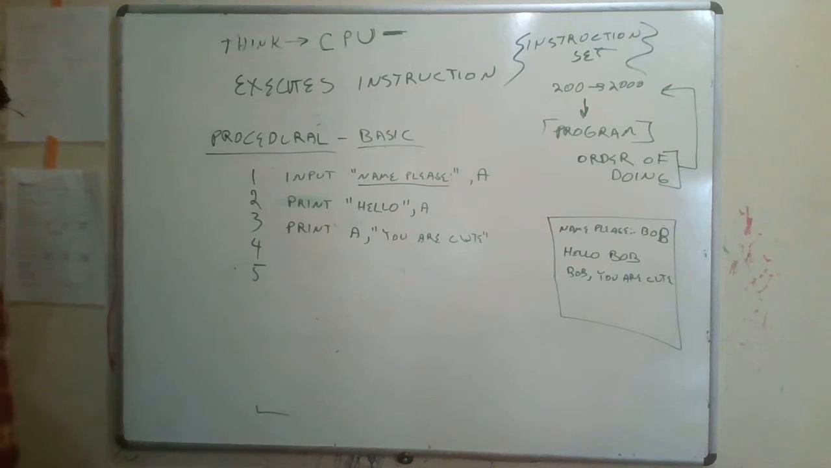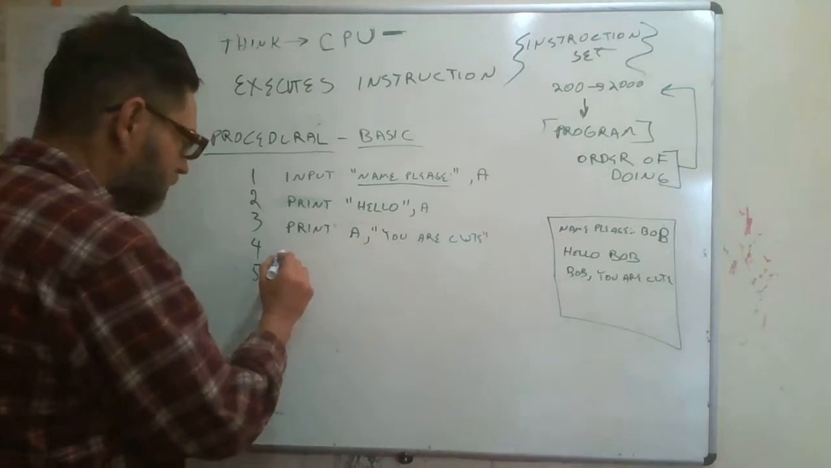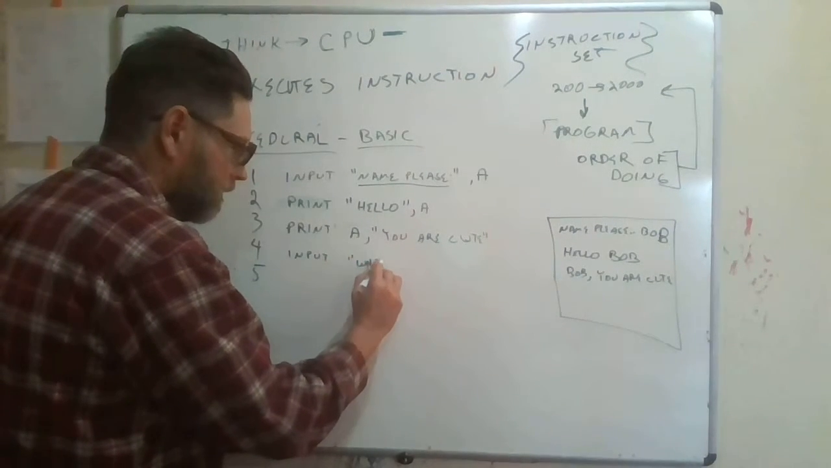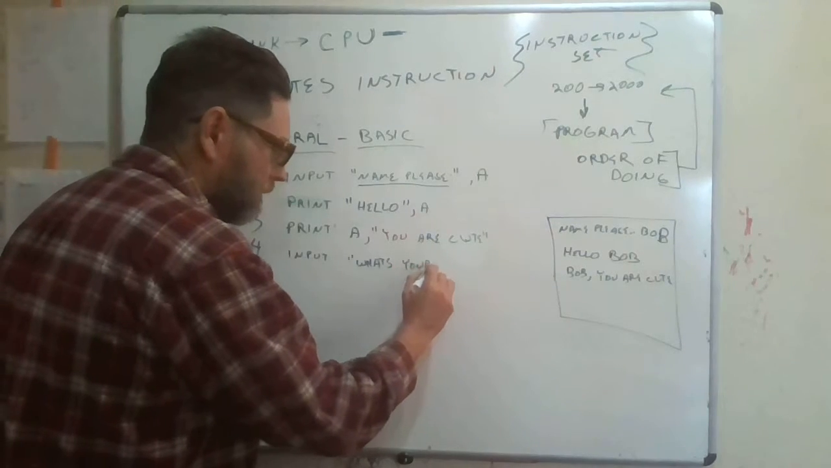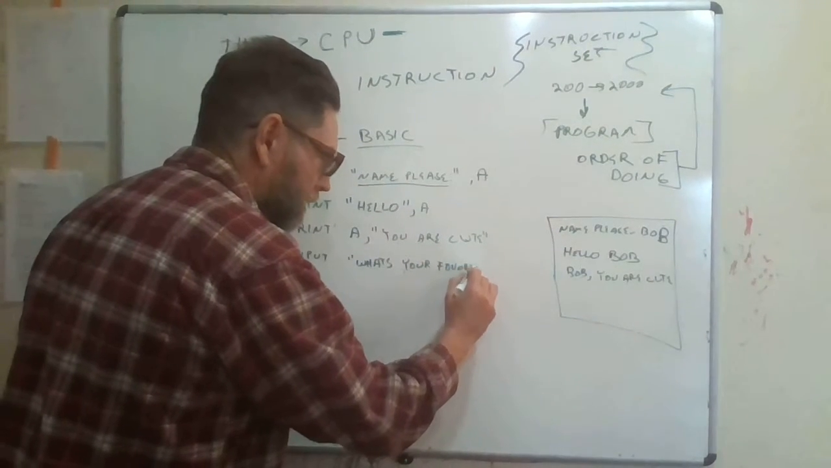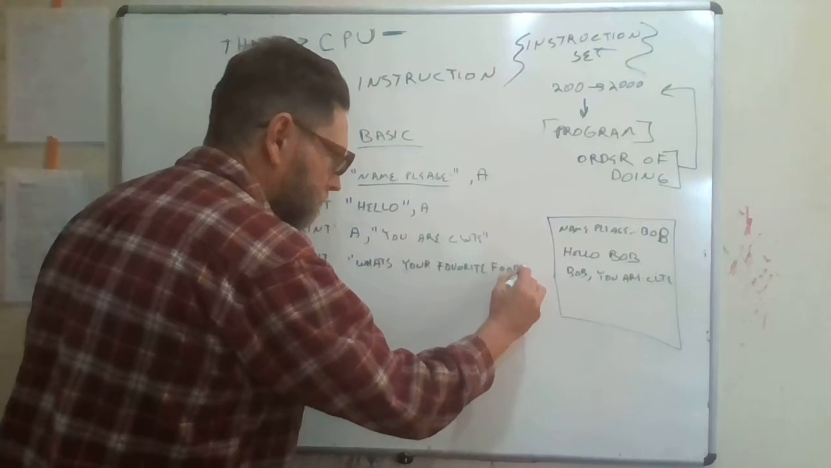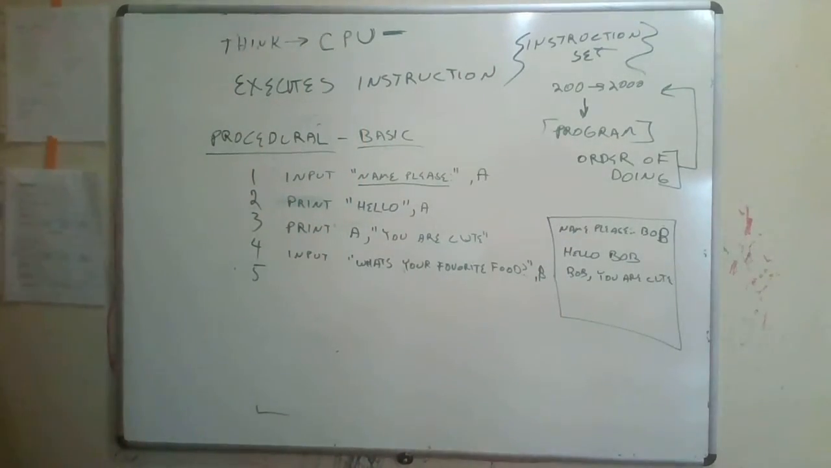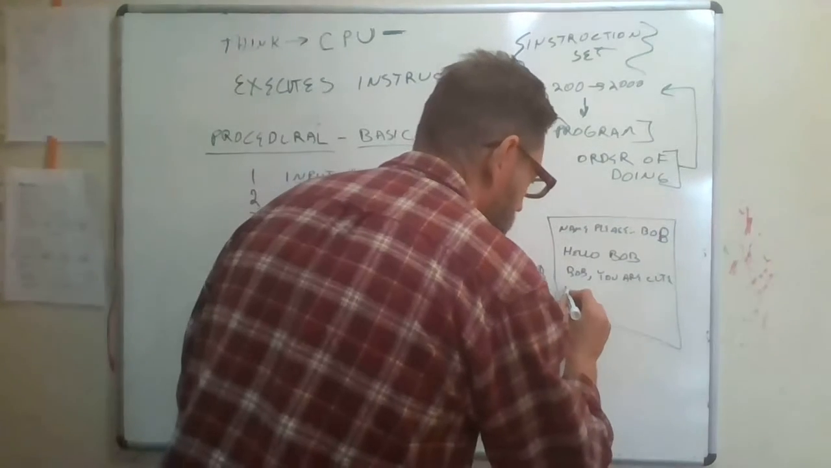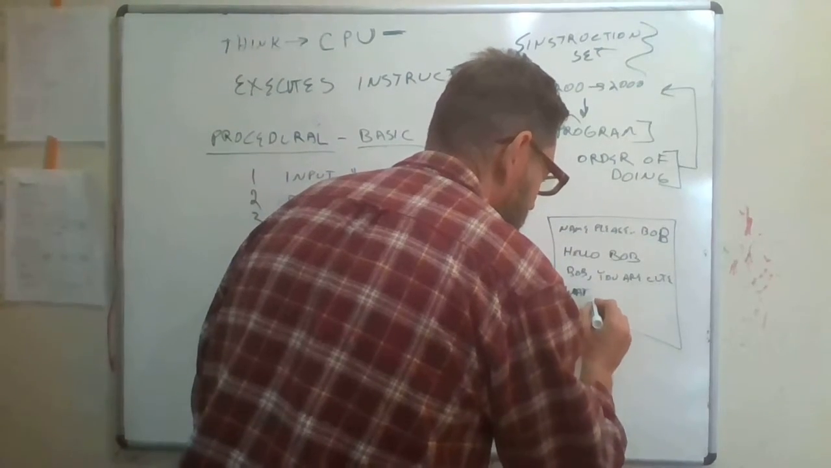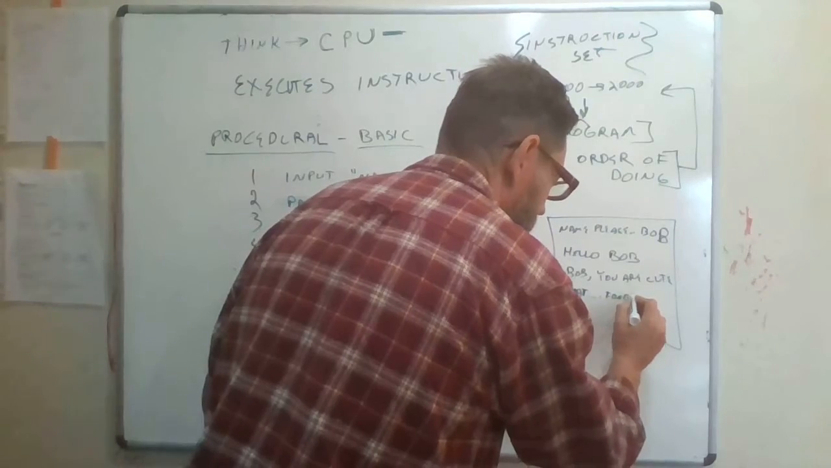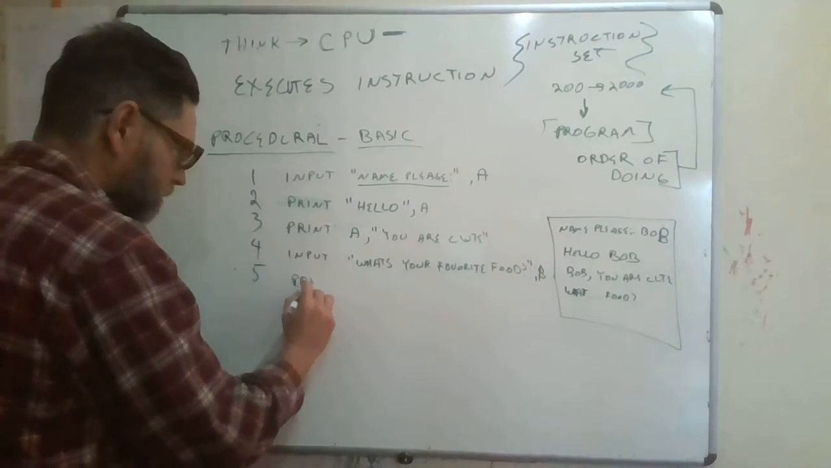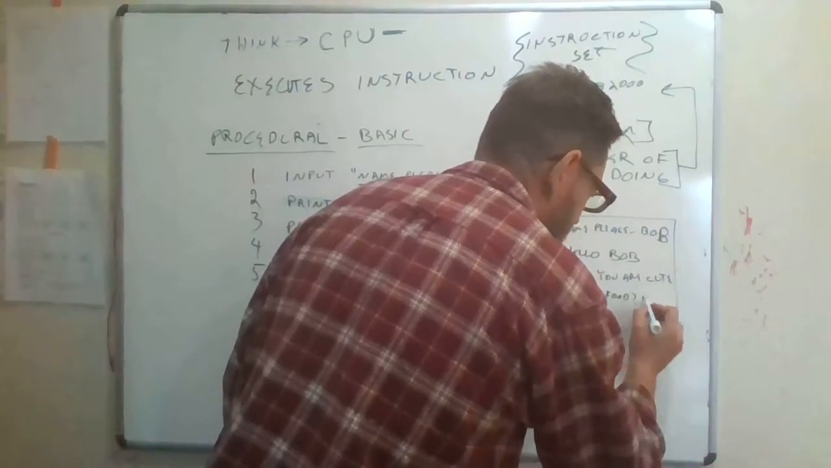Let's have a little conversation with this thing, shall we? How about if we say input, what's your favorite food? What's it going to do now? I'm not going to do the whole thing. It's going to ask, what is your favorite food? And it's going to wait. I'm going to type in ice cream.